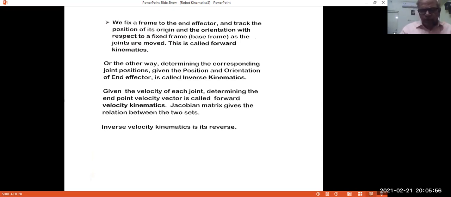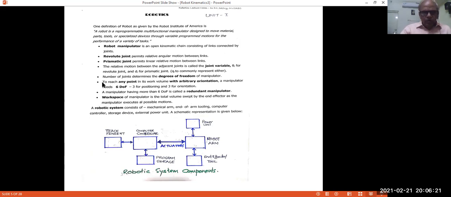It's a 6x1 vector, and that is called the forward velocity kinematics. And again, more importantly, given the end point velocity vector, what should be the velocities of the various joints at that instant of time? That is called the inverse velocity kinematics. Now, we have covered most of the terminology associated with robots, so we can leave this, and then we'll look at the typical robotic system and its components.